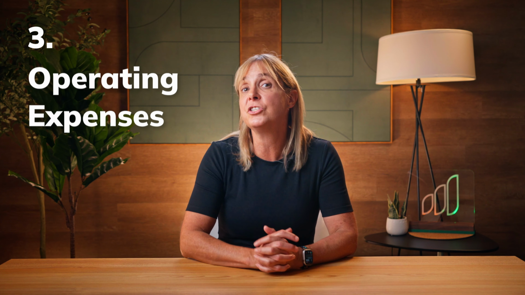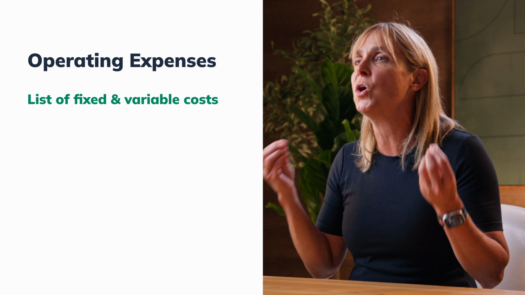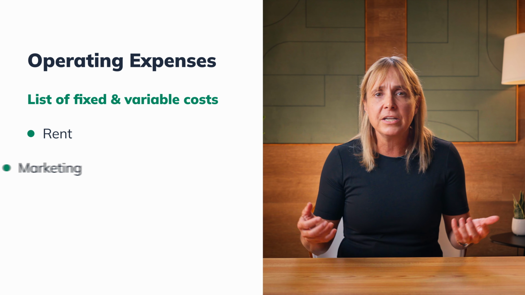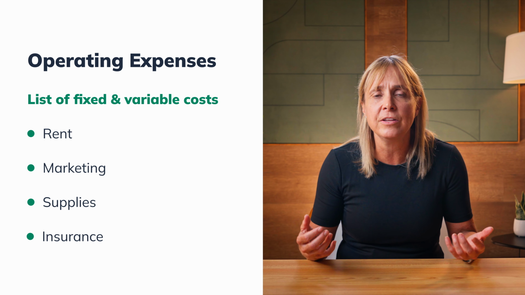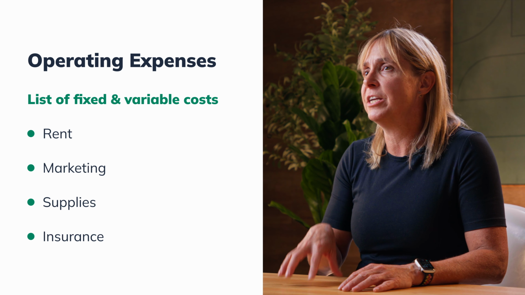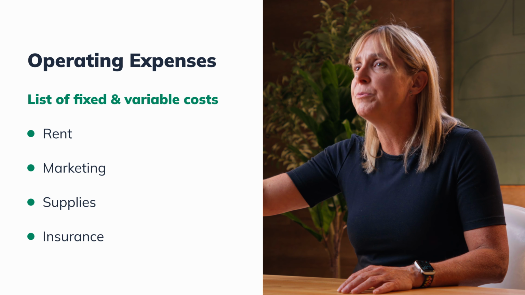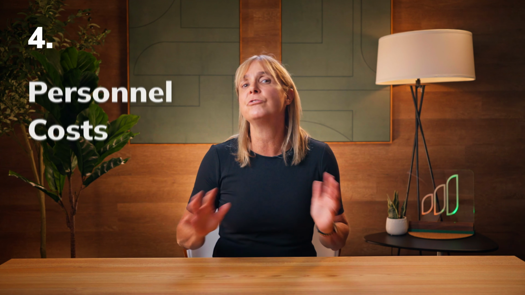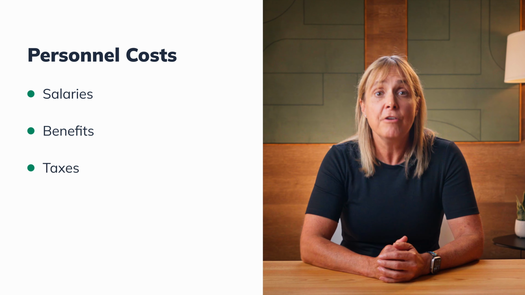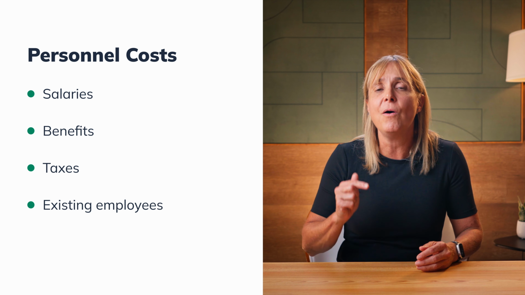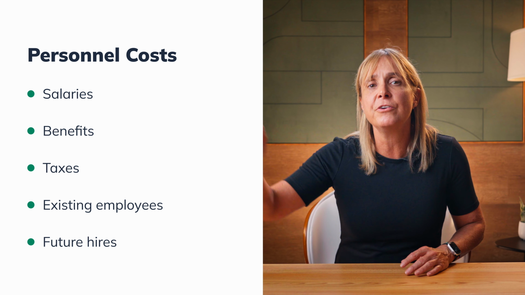Now, third, let's get into your expense budget. This is a list of fixed and variable costs like rent, marketing, supplies, insurance. This expense budget helps you predict your future spending patterns. Fourth, personnel costs. Estimate salaries, benefits, and taxes for both existing employees, but also future hires you're planning.